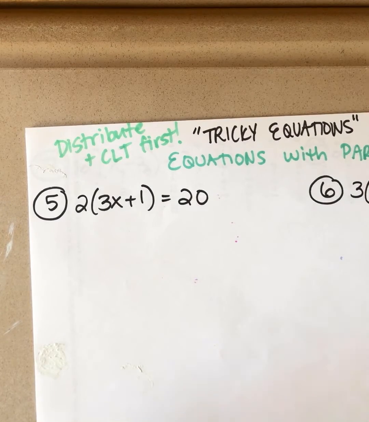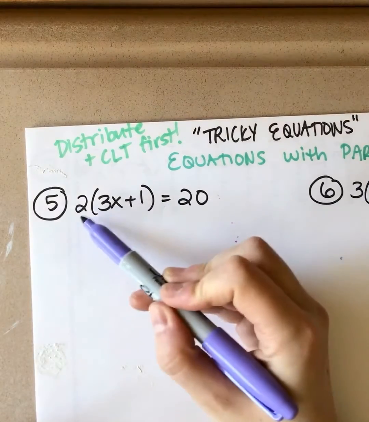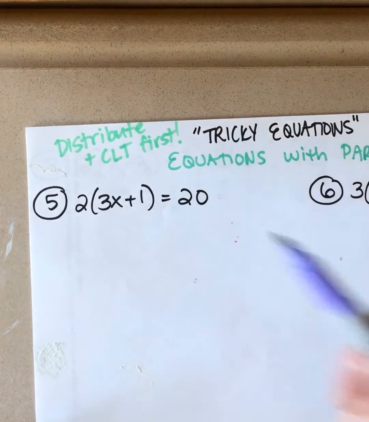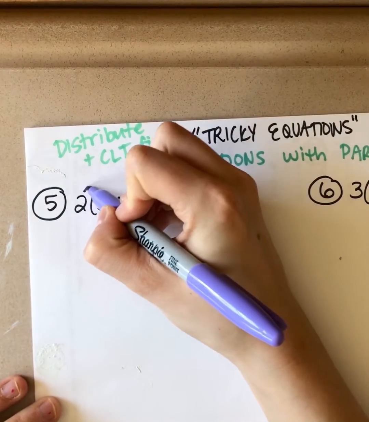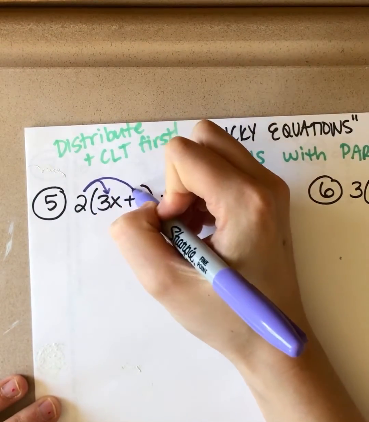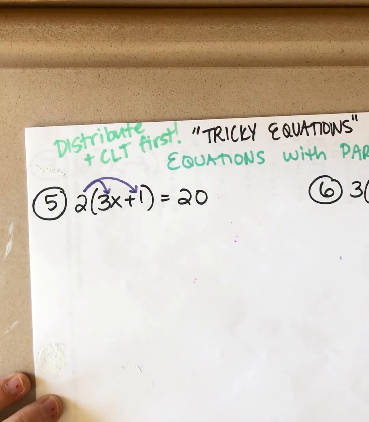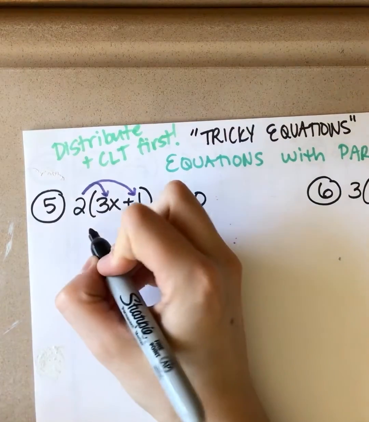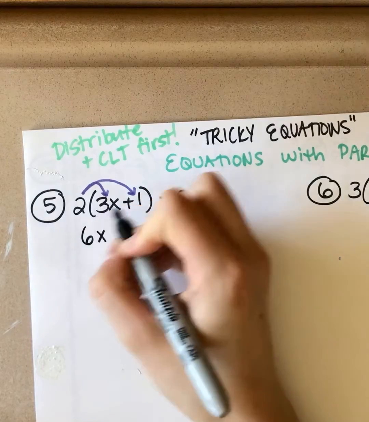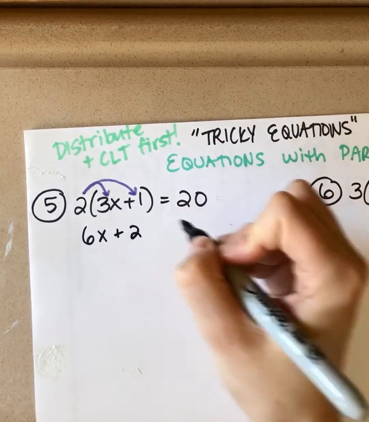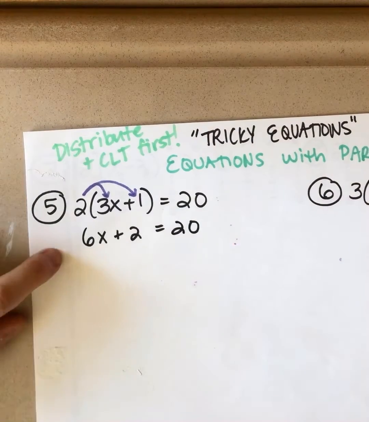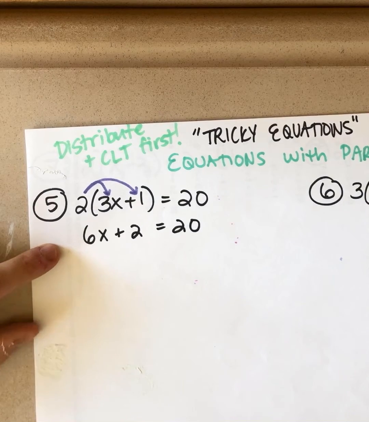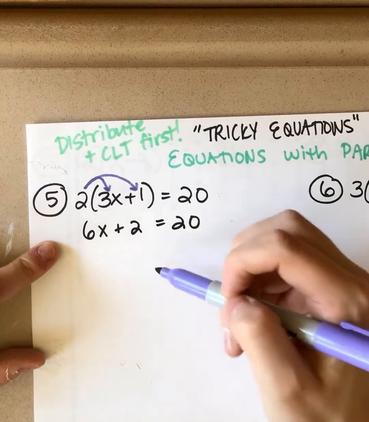So in number 5, I see a number outside of a set of parentheses. So I know that that means distribute. That means multiply this number outside with my numbers inside. So 2 times 3x will be 6x, and 2 times 1 will be 2, and that equals 20. Once I've done that step, this looks like an equation I'm used to solving. So I'll go through and I'll solve it.